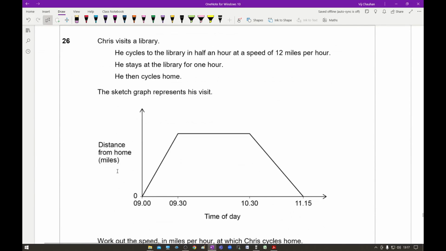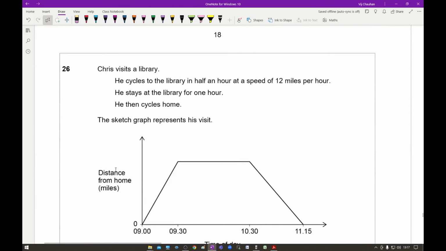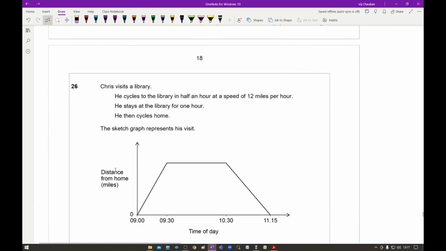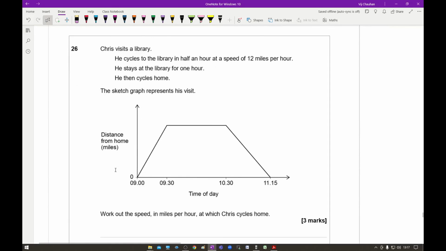Moving on to question 26, and just zoom out a little bit because this is quite a biggish question. It says that Chris visits a library. He cycles to the library in half an hour at the speed of 12 miles per hour. He stays in the library for 1 hour and then cycles home. The sketch graph represents his visit, and it says work out the speed in miles per hour at which Chris cycles home. So what we need to do is work out the speed.